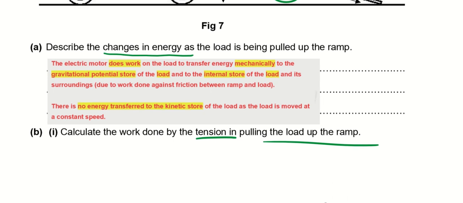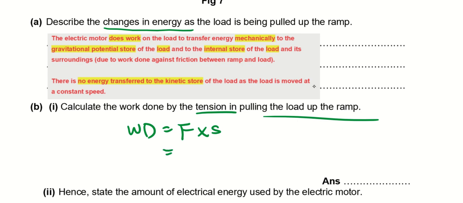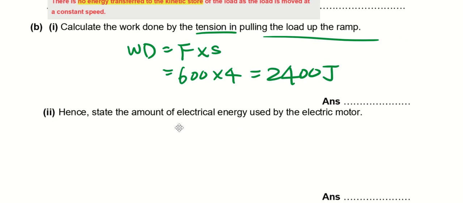So the work done is force times distance moved in the direction of the force. The force is 600 multiplied by 4. The energy or work done is 2400 joules. Okay, they say state the amount of electrical energy used by the electric motor. So it will also be 2400 joules, because they say hence and state, right?